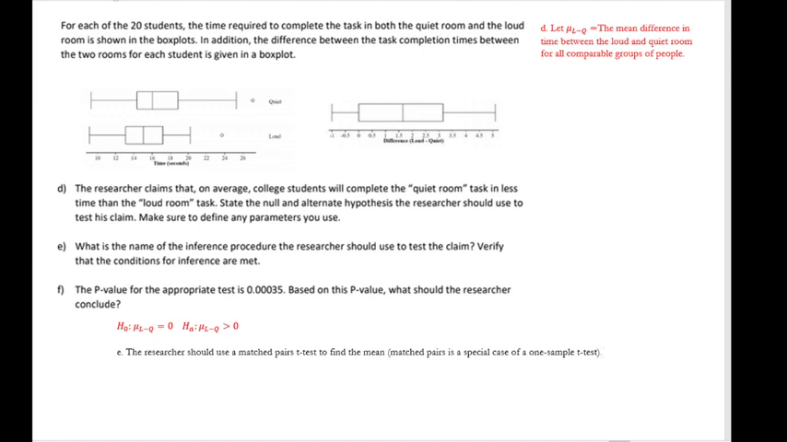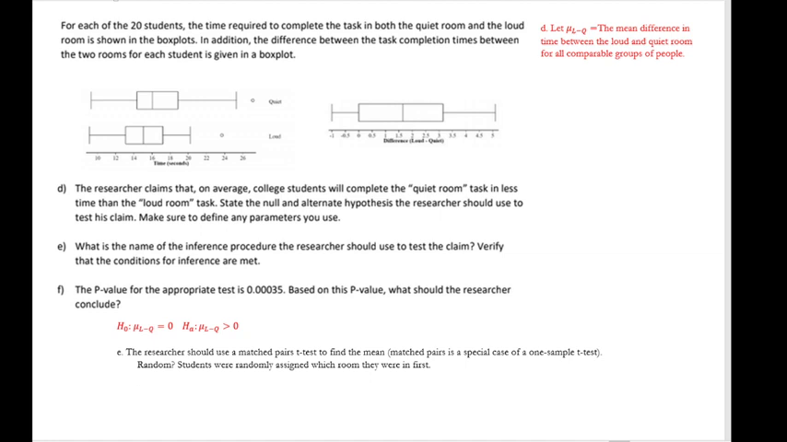For the conditions, we need to have 3 things. First, is this random? And we are told that students were randomly assigned to the treatment groups. Or in this case, the treatment groups are which trial did they do first. So students were randomly assigned which room they were in first.